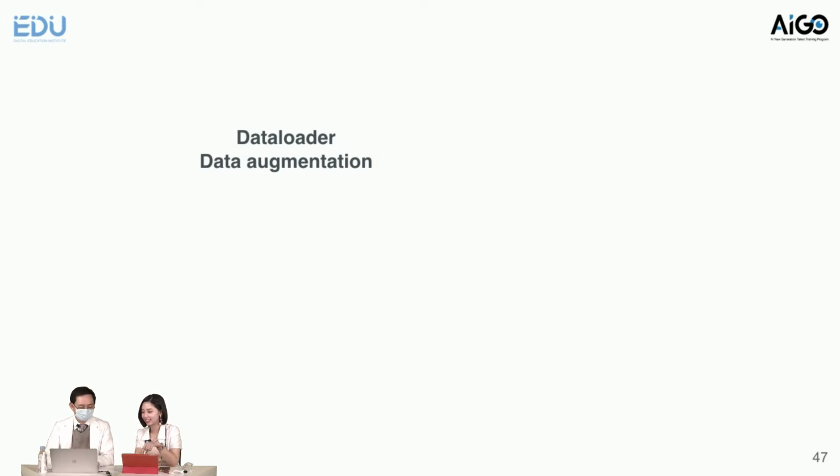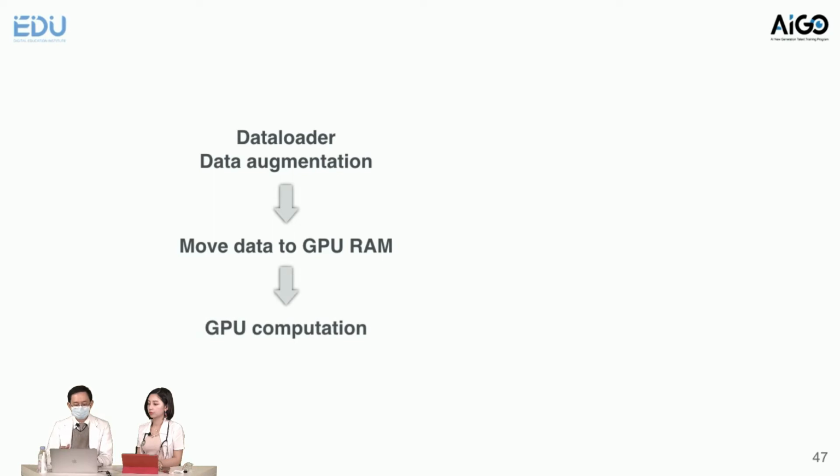And we deep dive into every step of the AI training. The first step is the data loader to retrieve the data from the hard disk, and the CPU does the data augmentation. And the second step, we move the data from system into GPU. The last step, the GPU does its computation. In the first step the bottleneck occurs at GPU and I/O.